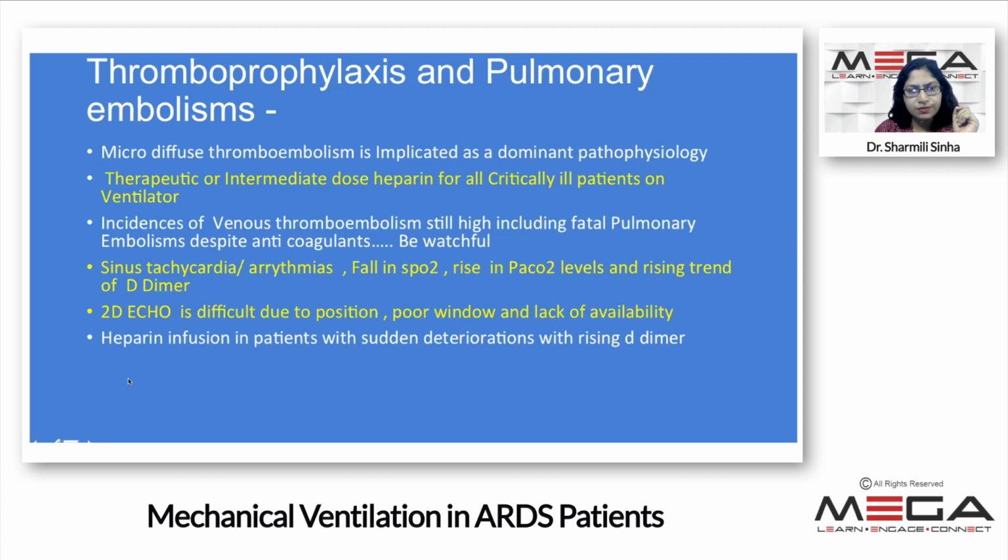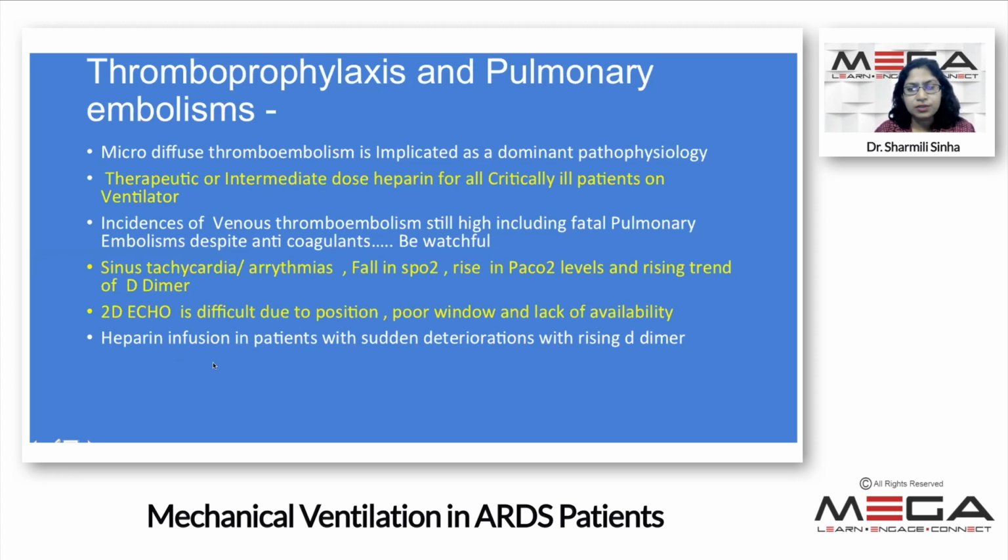contraindications. Always be watchful for episodes of pulmonary embolism in these patients, which might manifest as sudden tachycardia or arrhythmias, or sudden fall in the saturation in a patient who has been doing well otherwise, or an unexplained rise in the carbon dioxide levels, and a rising trend of D-dimer. We have seen this subgroup of patients a lot during the COVID times. So we have to be watchful for small changes in the trend in your patient.